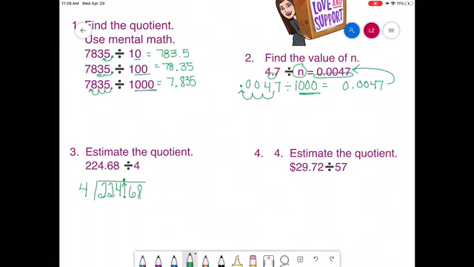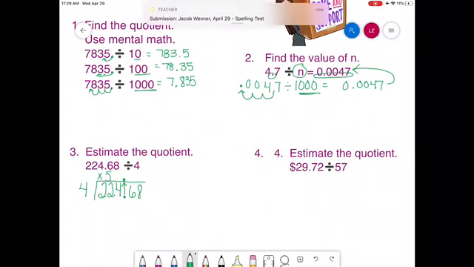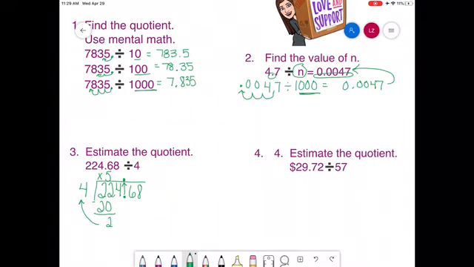Okay, now, does 4 go into 2? It most certainly does not. Does 4 go into 22? It does. 4 goes in there 5 times. 5 times 4 is 20. Let's subtract just to make sure we have the right number. We've got 2. 2 is definitely less than 4, so we can stop.